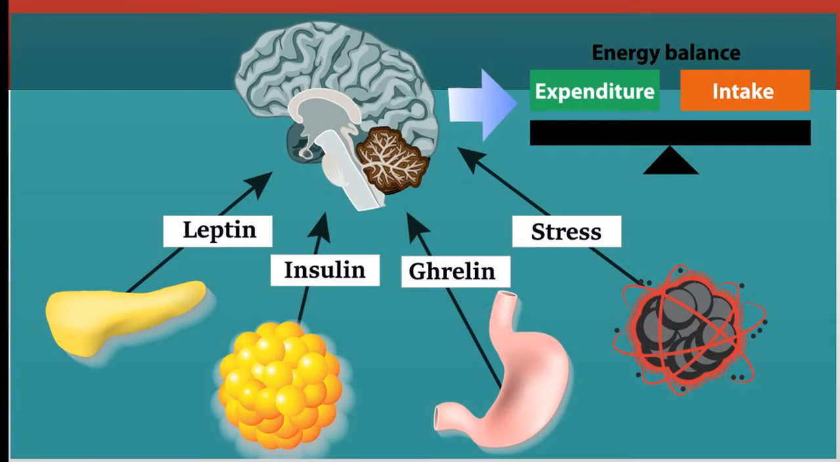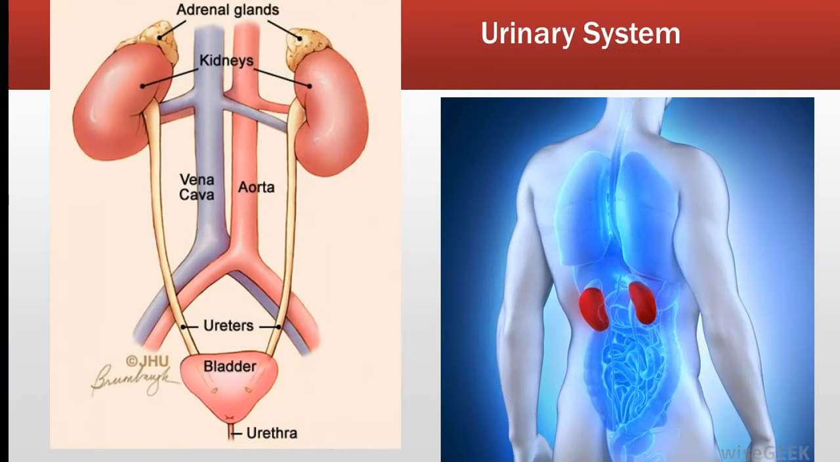Our energy balance right here, we can see through all this. These are all hormones. So stress hormone would be adrenaline. We have ghrelin from our stomach, which is a hormone. Insulin from our pancreas, also something known as leptin. All of those influence our brain, and we end up with balance. We call that homeostasis. And our endocrine system is very important there.